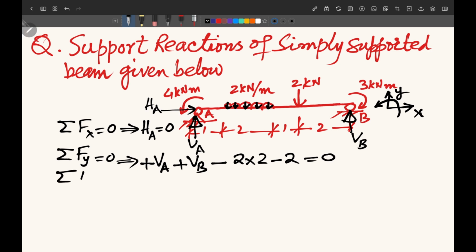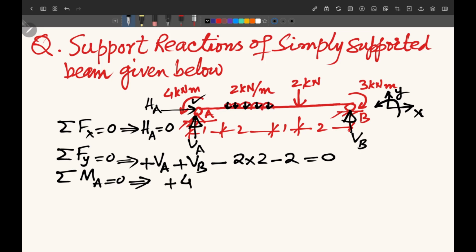Now we take the moment of all the forces. So algebraic sum of all the moments about A. VA and HA are acting at point A, so they will not give you any moment. The moment you will get from this support moment, which is here, this will give you the moment 4 kilonewton meter, and this is anti-clockwise. Anti-clockwise moments we take as positive, so we can say plus 4.